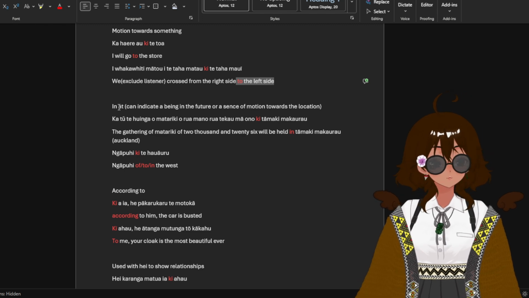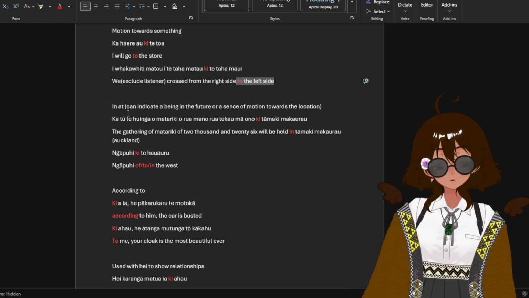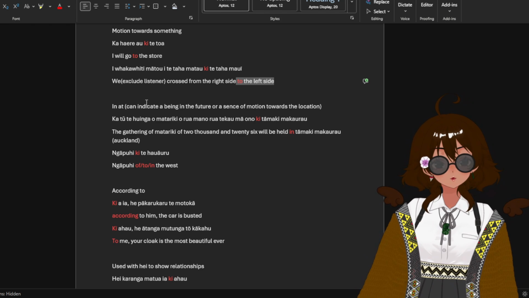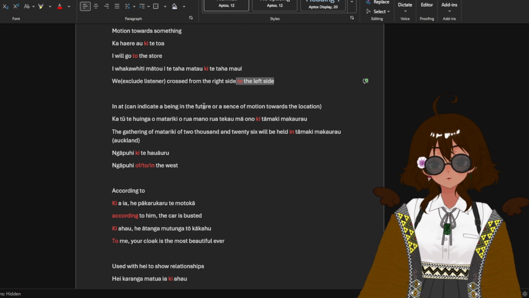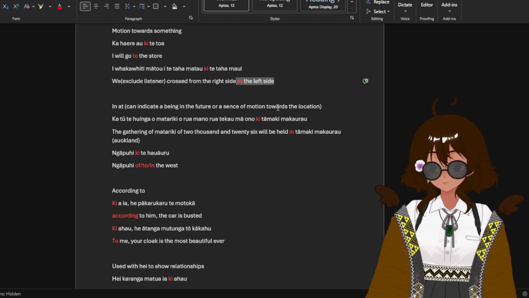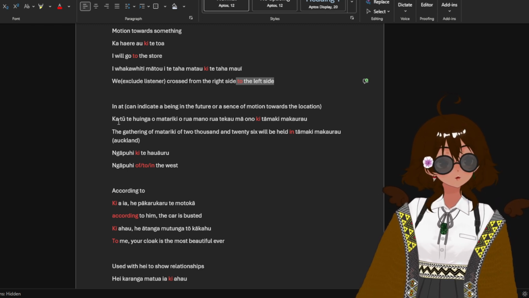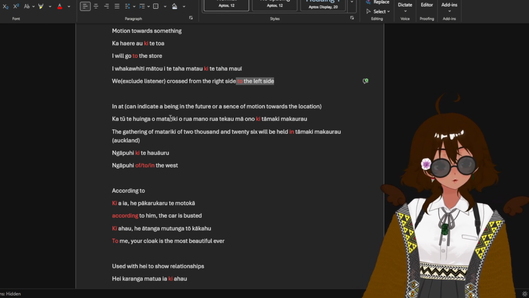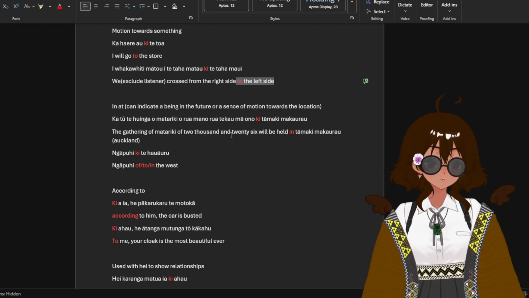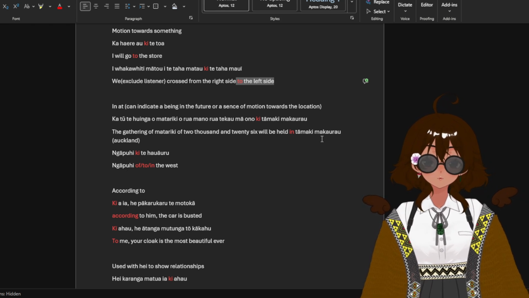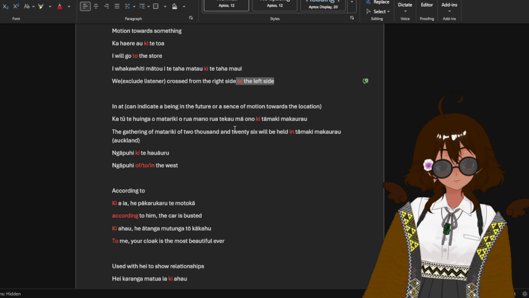Another usage can be saying "in" or "at", and for this usage, it can be used to indicate a sense of future presence in that location or a sense of motion towards a location. For example, ka tū te huinga o Matariki o rua mano rua tekau mā ono ki Tāmaki Makaurau. The gathering of Matariki of 2026 will be held in Tāmaki Makaurau, also known as Auckland.